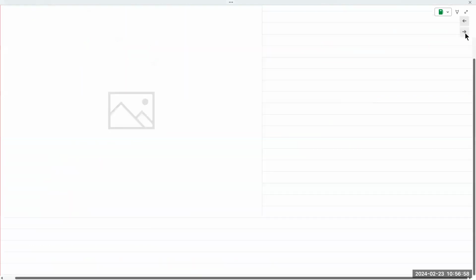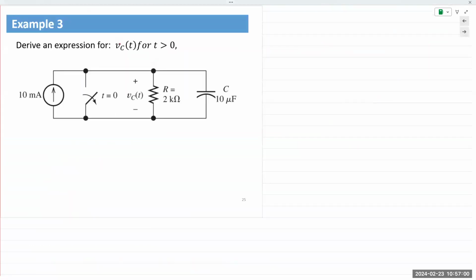Okay, final example, example 3, simply states: derive an expression for VC of t for time t greater than 0. Nothing else is given. It's simply a source and a resistor and a capacitor. So for time t less than 0, the circuit actually looks like this. And then that's it. All of the current is flowing through itself. The current source is actually short-circuited.